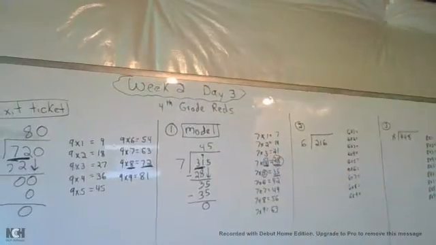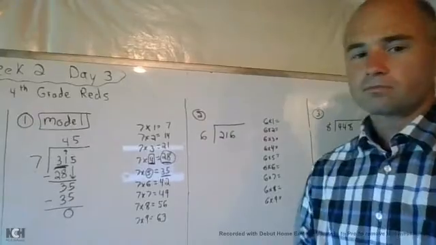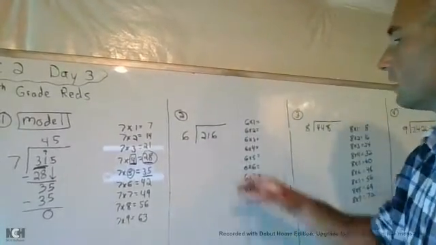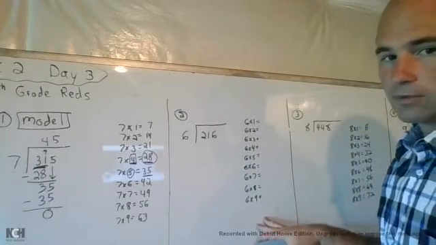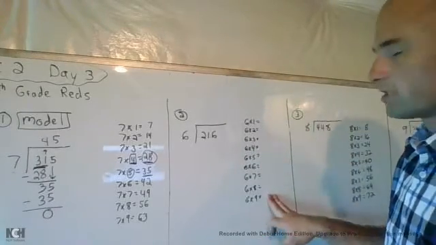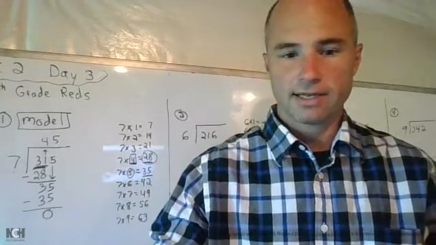So let's move on to number 2. How many 6s go into 216? Write your 6 times tables, come up with the solutions to those 6 times tables, and solve. You may hit the pause button now.